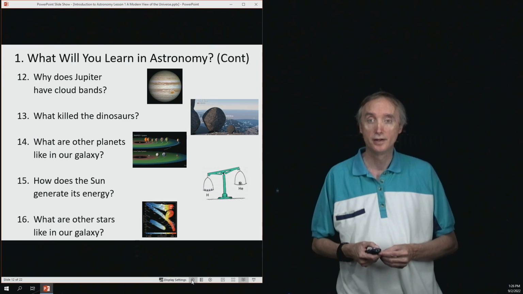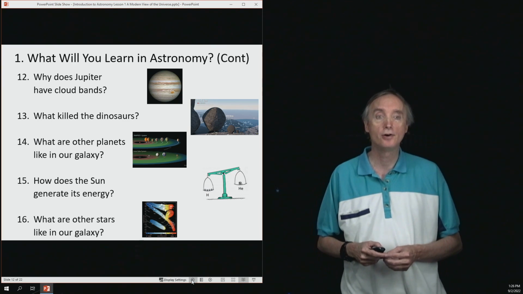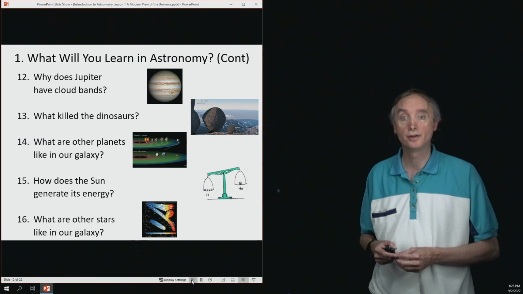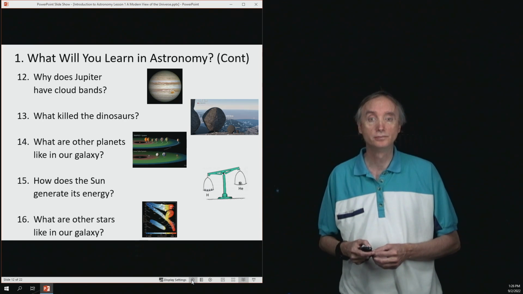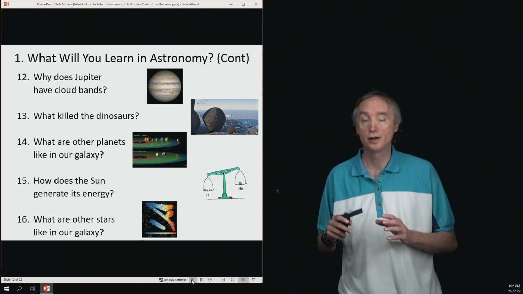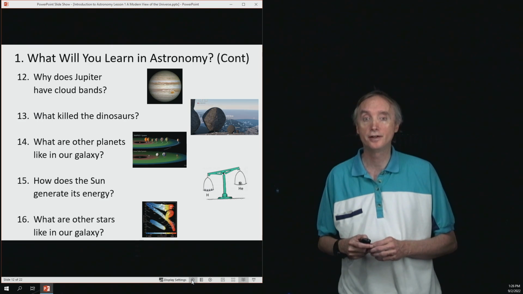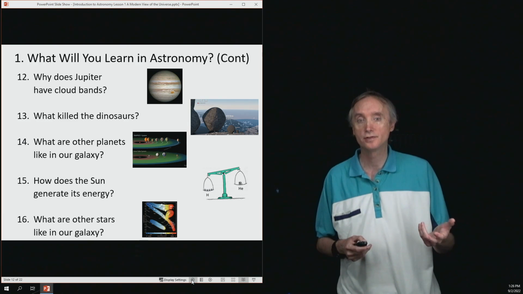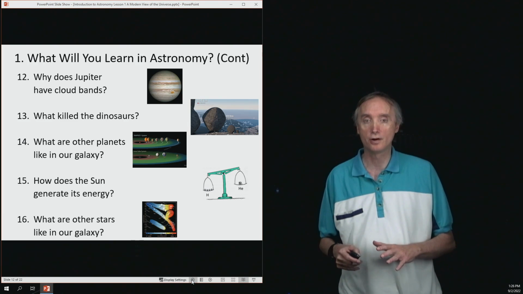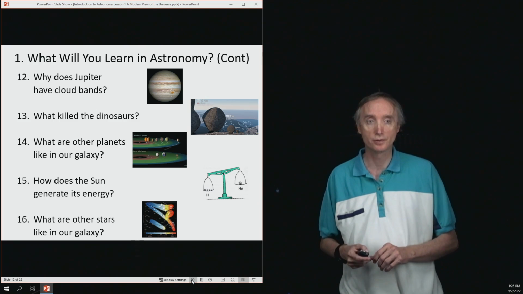In lesson 15, we're going to talk about how stars generate their energy. And in lesson 16, we are going to measure those stars, and we're going to find out that they have different colors, different temperatures, different brightnesses, and we're going to catalog all of that onto a single sheet of paper called the Hertzsprung-Russell diagram.